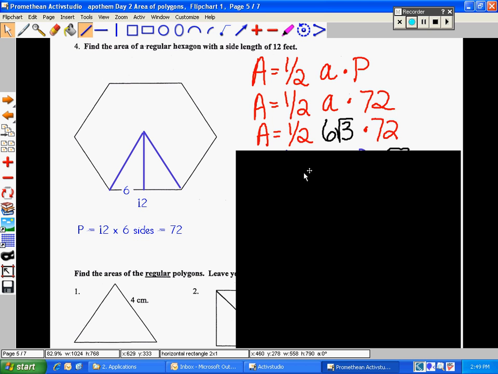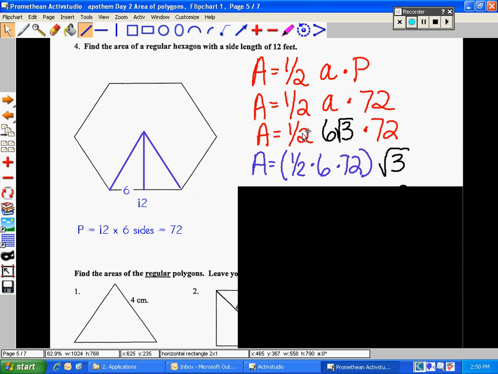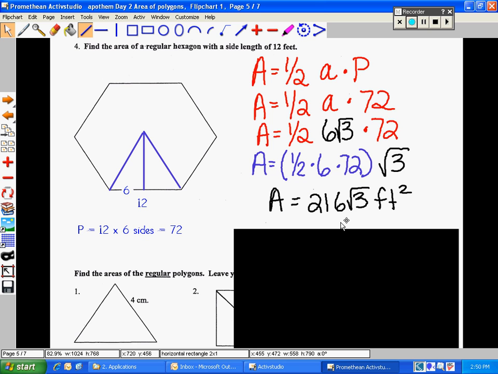Next, as I said, the apothem is 6 root 3 because this is a 30, 60, 90 triangle. So I plug in 6 root 3 for the apothem. Now I take all the numbers outside of the radicals and multiply them together. The 1/2, the 6, and the 72 get multiplied together. Bring down the square root of 3. So I get 216 square root 3 feet squared is the area of this regular hexagon.